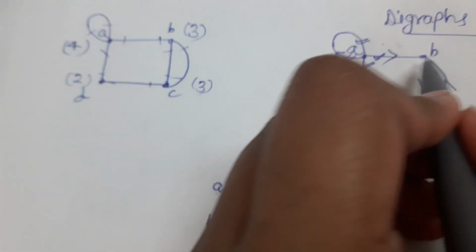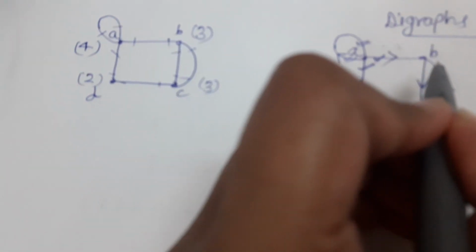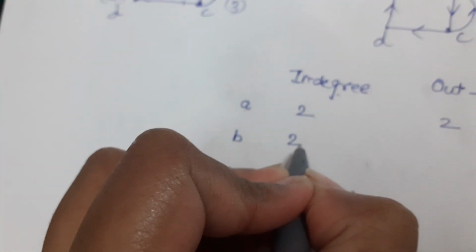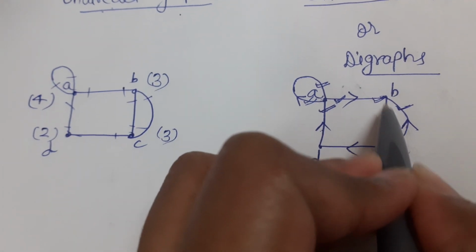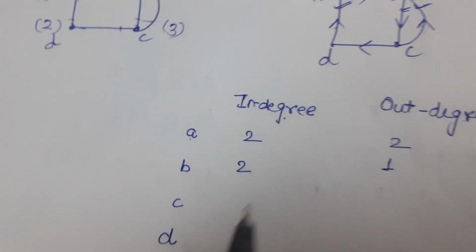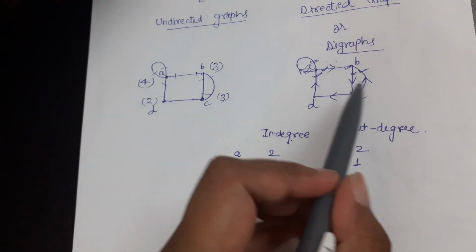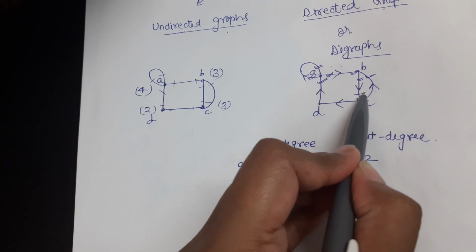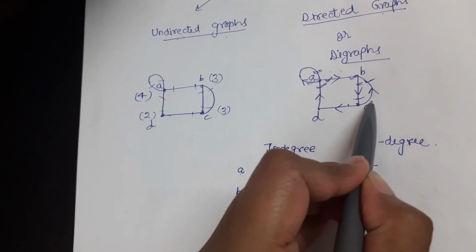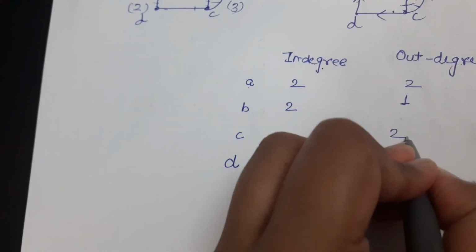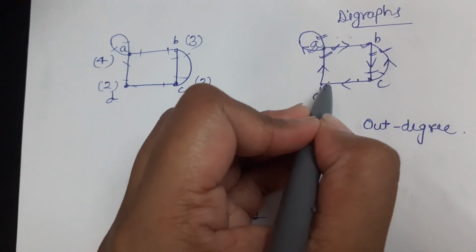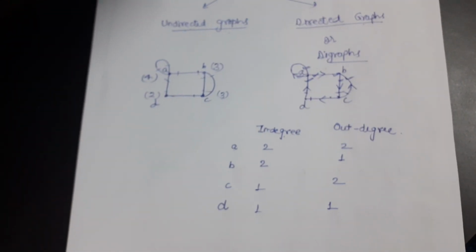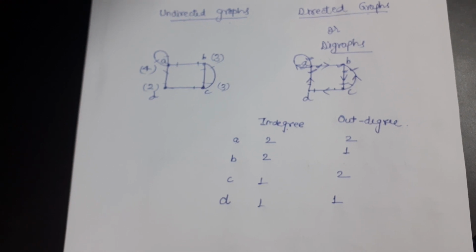Similarly here, B. In degree of B is the number of edges going into B. So 1 and 2. And out degree is going away from B, that is 1. In degree of C, going into C, going away, it is coming into C. So in degree is 1 and out degree is 2. For D, in degree is 1 and out degree is 1. Hope you well understand the topic in degree and out degree.